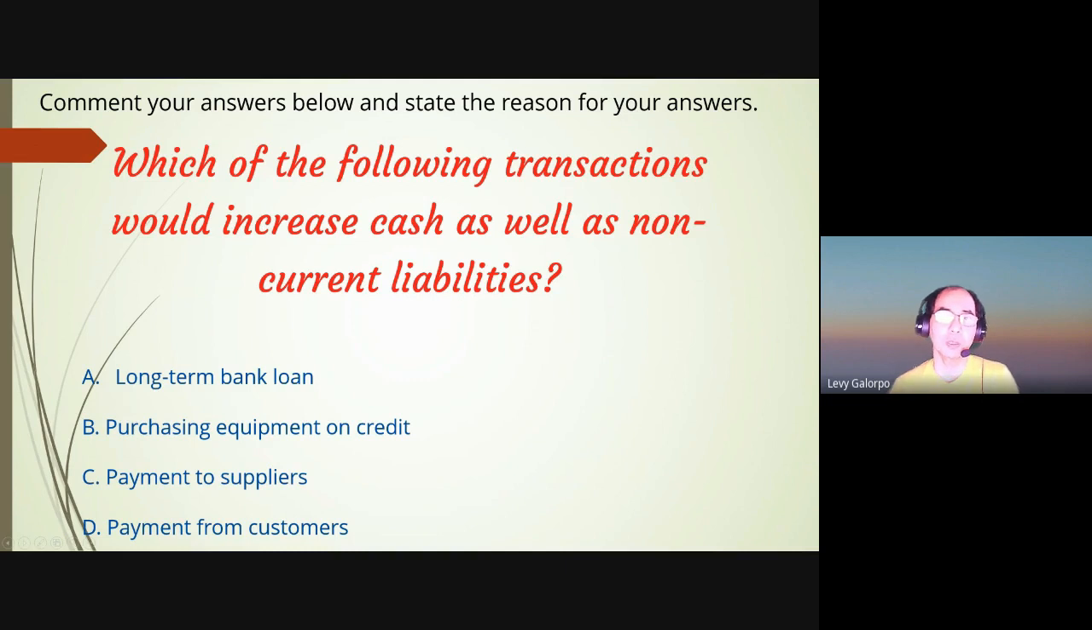Which of the following transactions would increase cash as well as non-current liabilities? Okay? O, intindihin nyo yung tanong ha. So, the choices are long-term bank loan, purchasing equipment on credit, payment to suppliers, and payment from customers. Okay? I'm sure naman naiintindihan nyo yung tanong. So, pag-isipan nyo maigi yung sagot dyan. At gusto kong mabasa ang sagot nyo sa comment section.